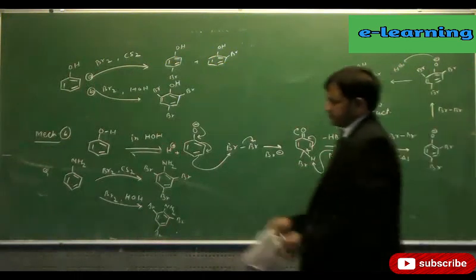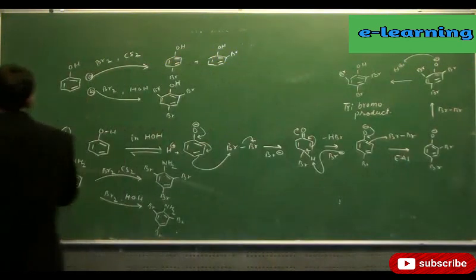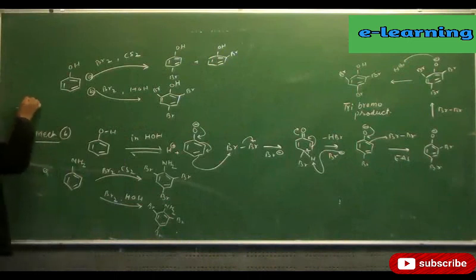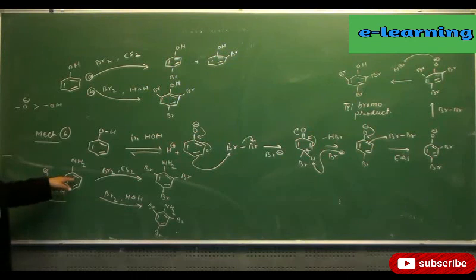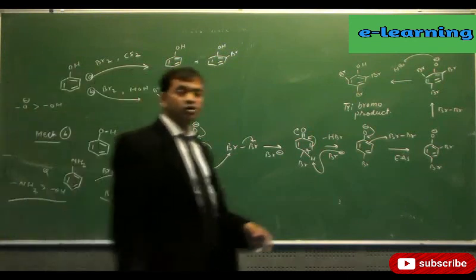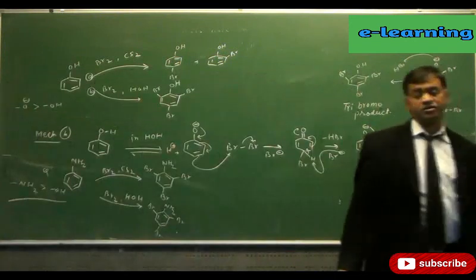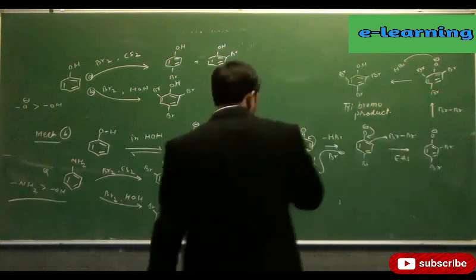phenol dissociates into phenoxide. Phenoxide, O negative, is more reactive than OH. But here it is NH2, which is more reactive than OH. So the tribromo product is obtained. It is a better electron releasing group, ERG, or electron donating group; the plus M of NH2 is greater, NH2 is greater than OH. So its nucleophilicity is more. That is why in polar or non-polar solvent it gives the tribromo product.